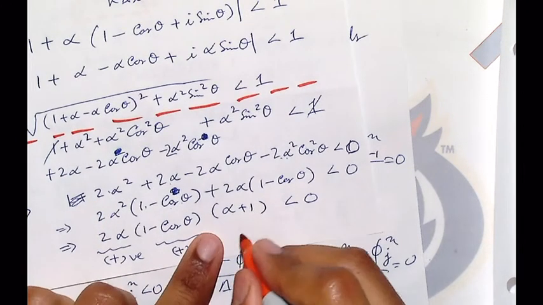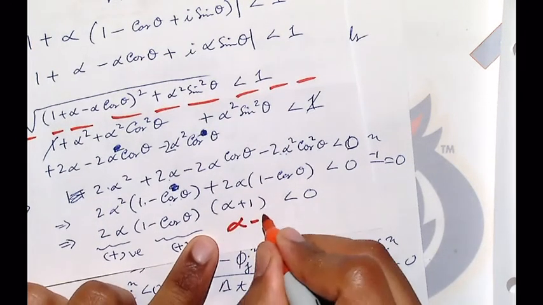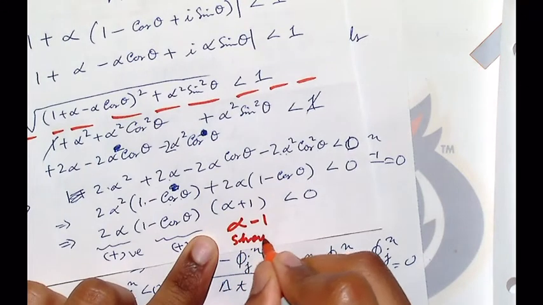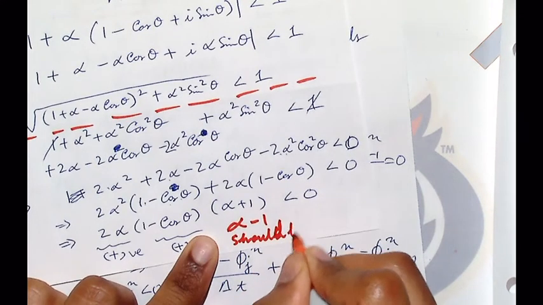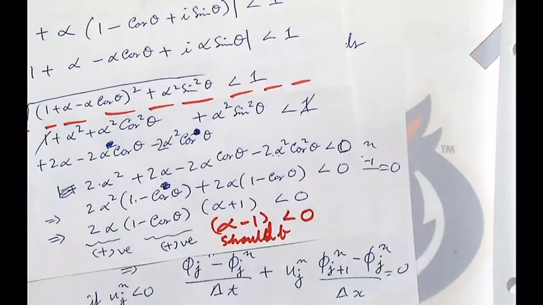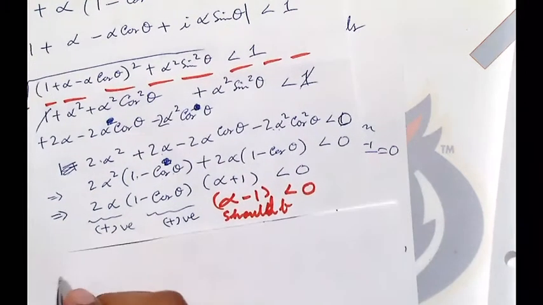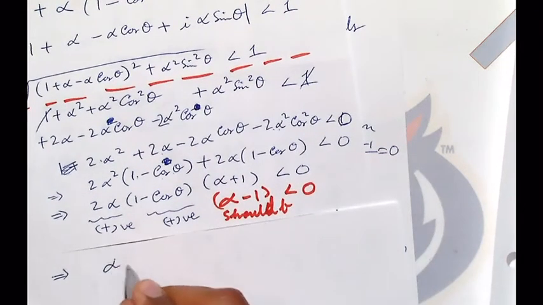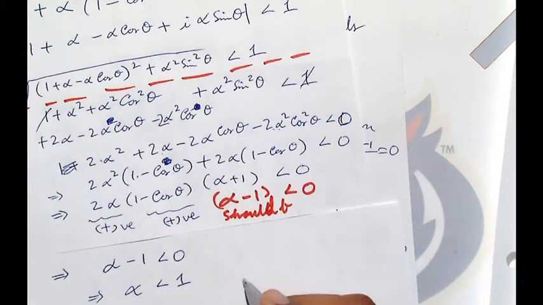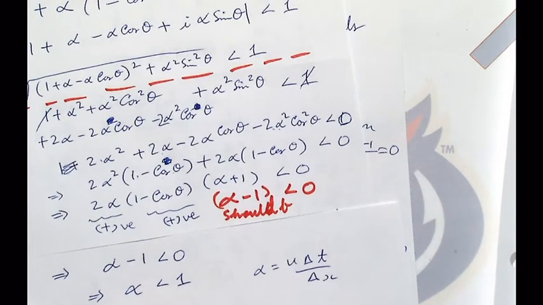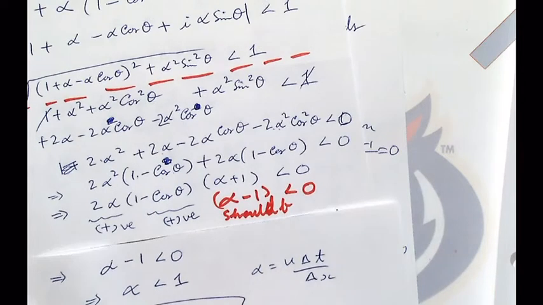Okay. Alpha minus 1 should be less than 0, which gives us that alpha should be less than 1. And we said alpha equals u delta t over delta x, which implies u delta t over delta x should be less than 1. Okay? And this is the stability condition.